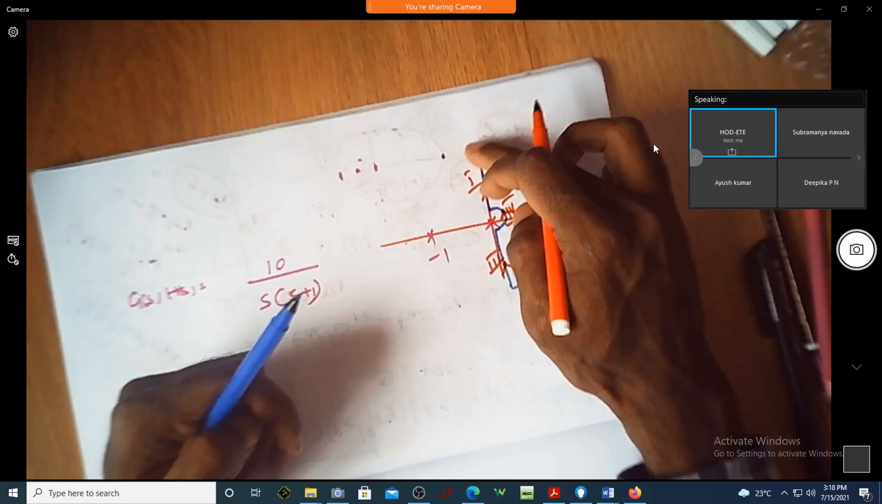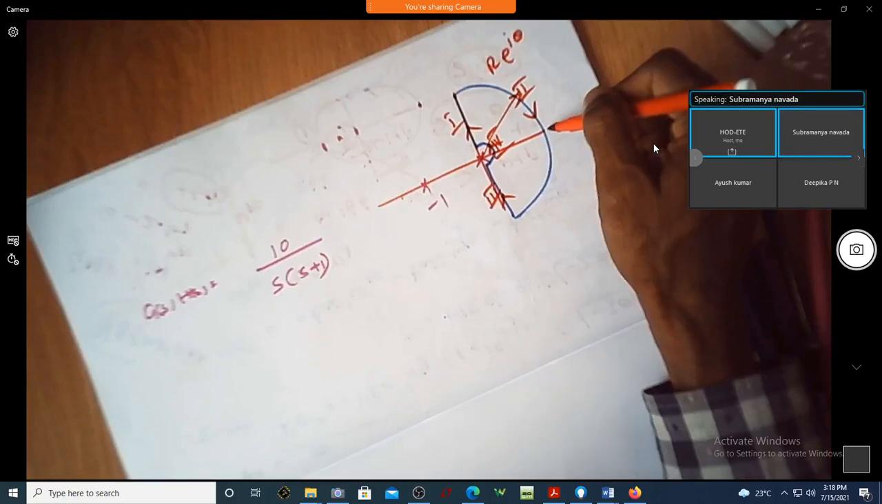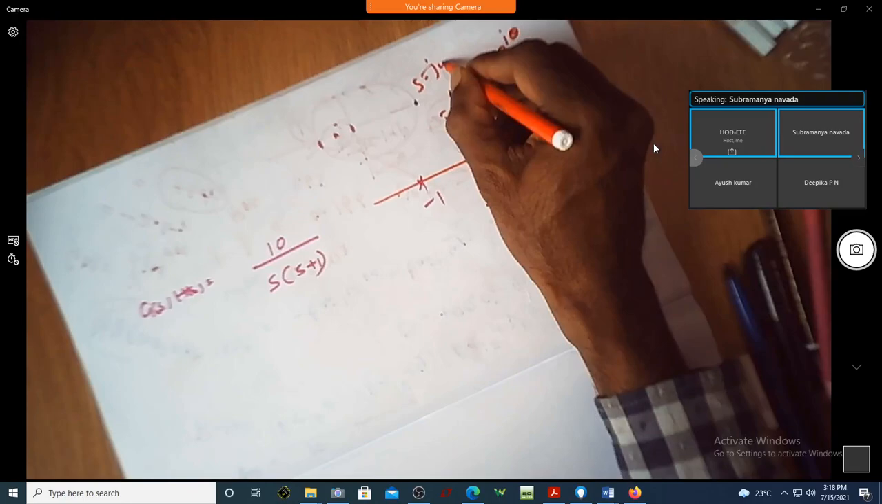R is tending to infinity, theta is from plus 90 to minus 90 passing through 0. And the first segment is s equal to j omega, starting from 0 to so and so. It is from 0 to this. Now, how about this one? It is from infinity to 0. Then, how about this fourth segment? Fourth segment is rho e power j phi, where rho is tending to 0.